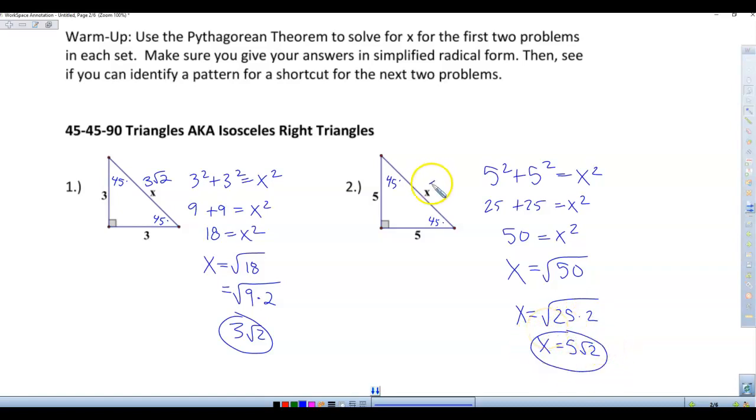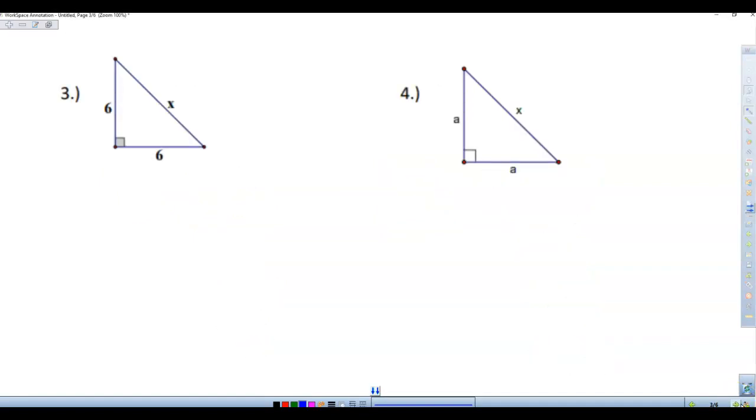My hope would be that you would notice a pattern here. Notice in the first triangle, the two legs were both 3, and then the hypotenuse was 3 square roots of 2. And in the second example, the legs were both 5, and the hypotenuse was 5 square roots of 2. So if I take this pattern that I recognize and apply it in problem 3, my hope is, without doing any work, you recognize that you have an isosceles right triangle, the legs are both 6, and therefore, based on what we saw with those previous two examples, this should just be 6 times the square root of 2.